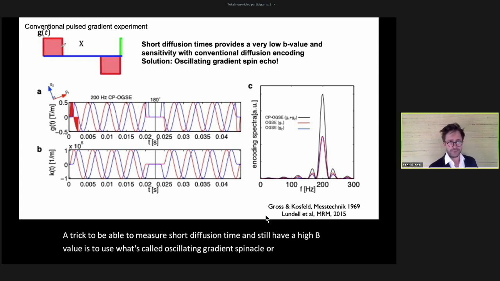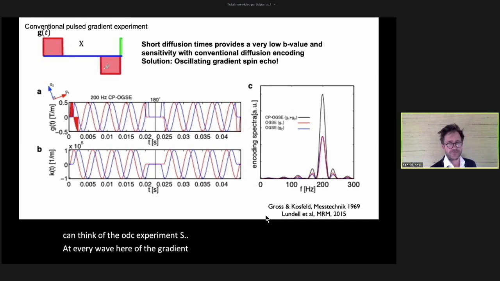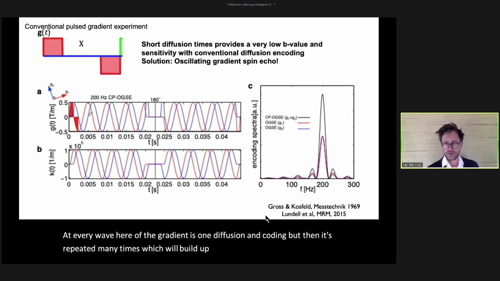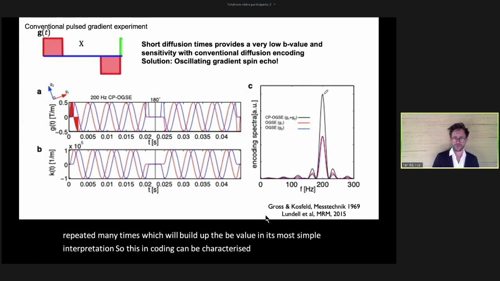So you can think of the OGSE experiment as every wave of the gradient being like one diffusion encoding, but then it's repeated many times, which will build up the p-value, in its most simple interpretation. So this encoding can be characterized by an encoding frequency, and a high encoding frequency corresponds to a short diffusion time.